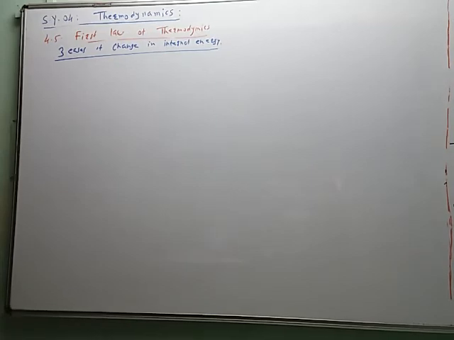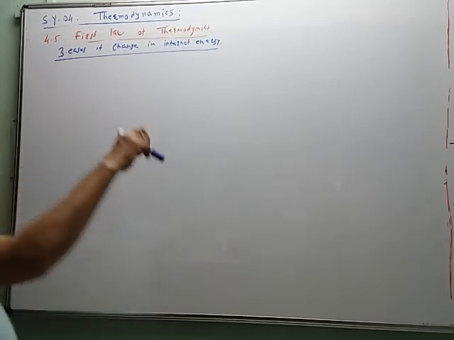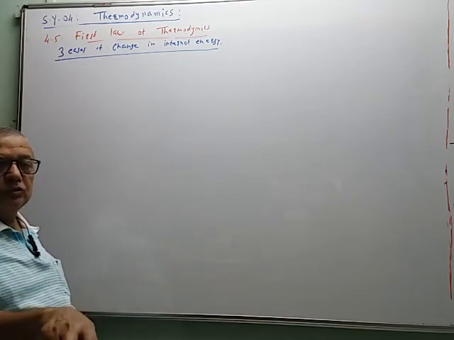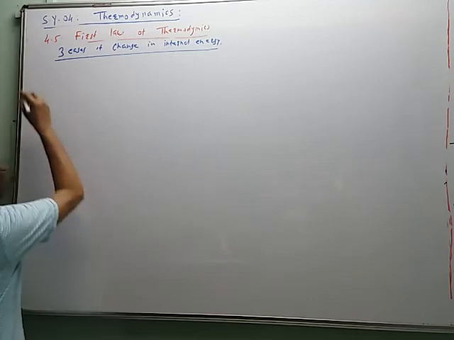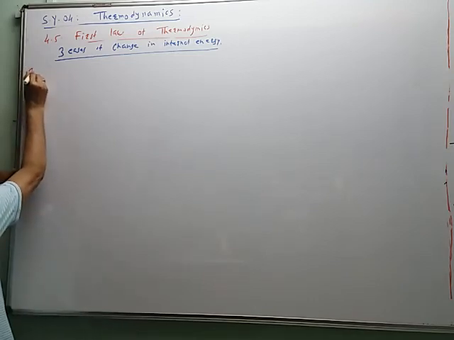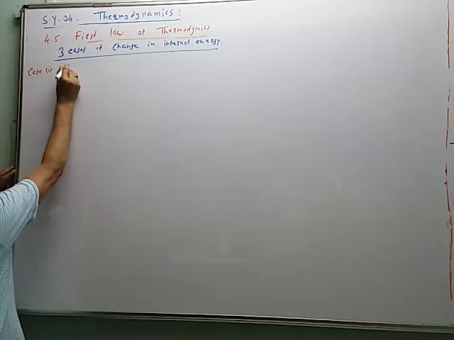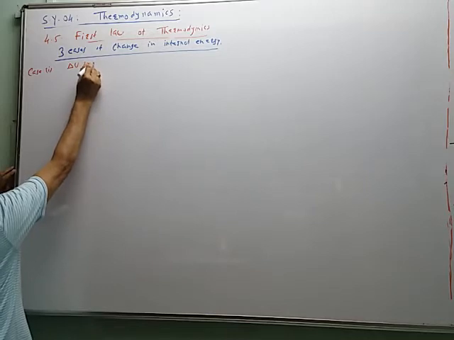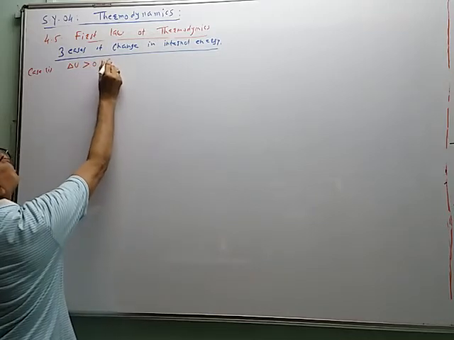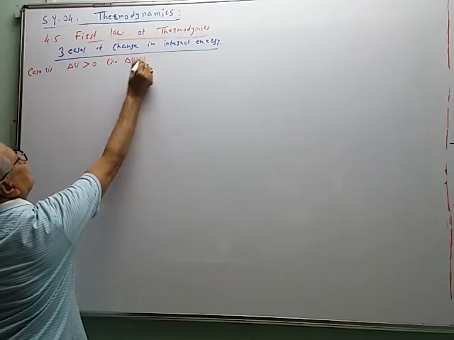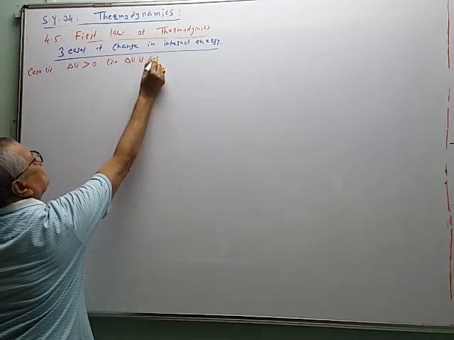So now we have to see the three cases of change in internal energy. Change in internal energy may be positive, may be negative, or may be zero. So we will consider the three cases. Case number 1: delta U greater than 0, that is, delta U is positive.